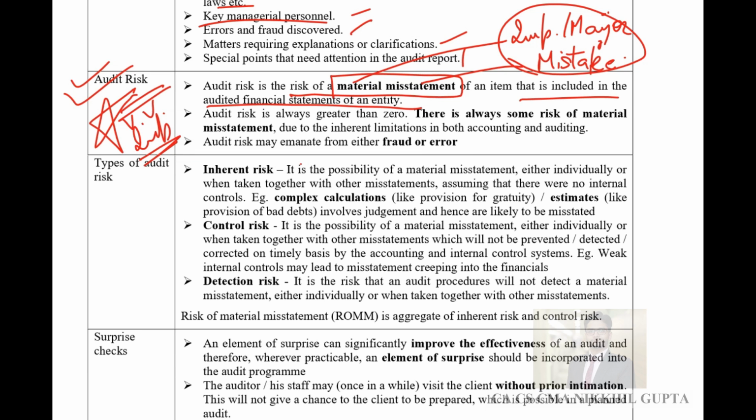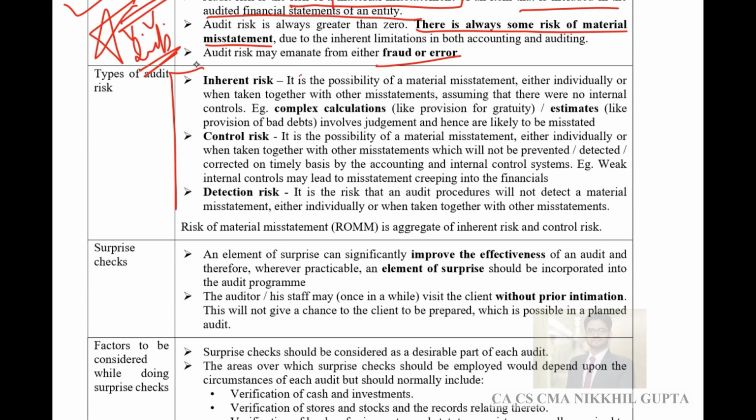Audit risk is always greater than 0, so there has to be some kind of audit risk which is always there. There's always some risk of material misstatement, and audit risk may emanate from either fraud or error. If there's a fraud happening in the company and the auditor is not able to detect that fraud, then it is a major risky area for the client and for the auditor, because then the auditor will express an inappropriate opinion.